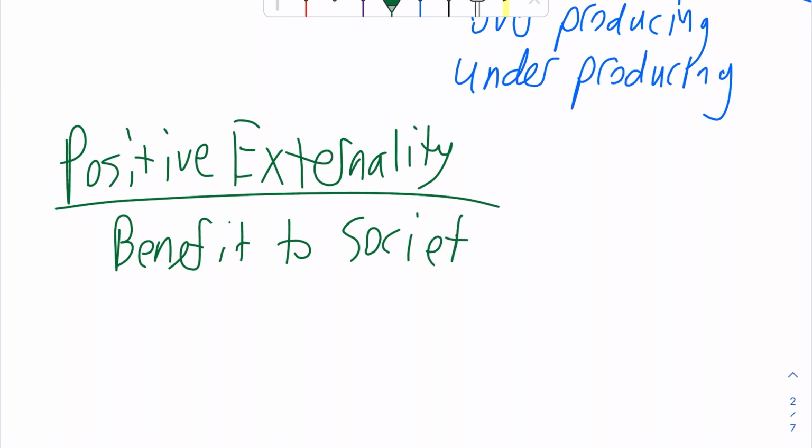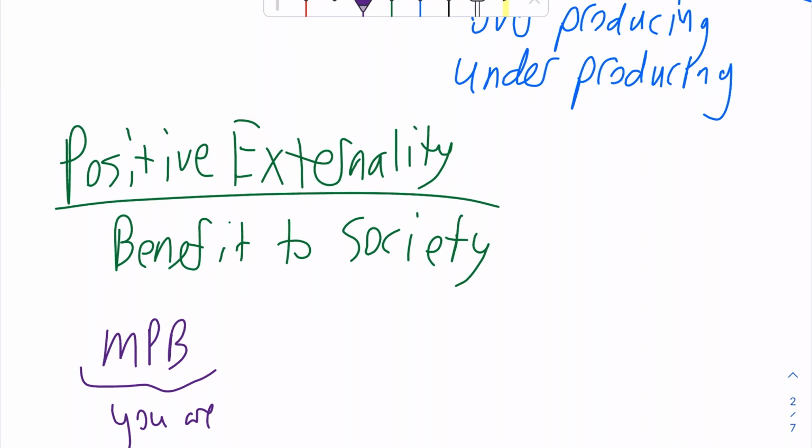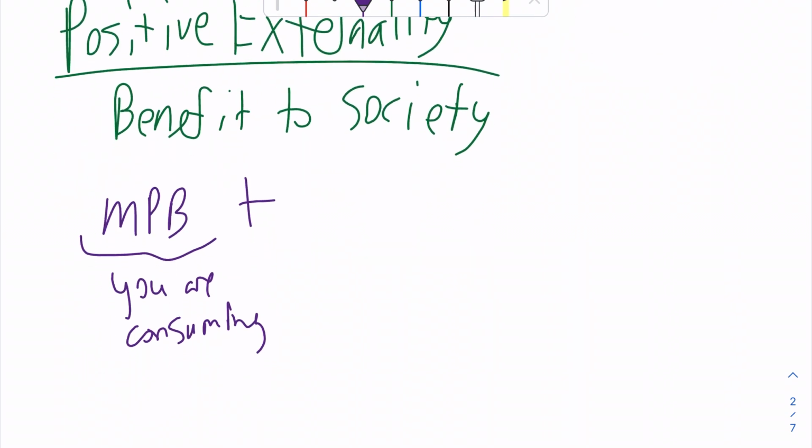So how this works is that you are consuming. So your marginal private benefit. Okay, so you are consuming. And then by you consuming something, for instance, what if you planted a very nice garden in your front yard? Okay, so you planted it, you like it. You like having a garden in your yard. So you are consuming. That's your private benefit, your garden.